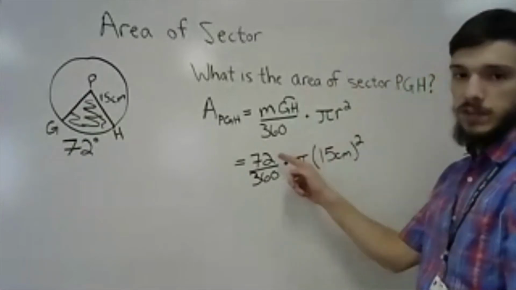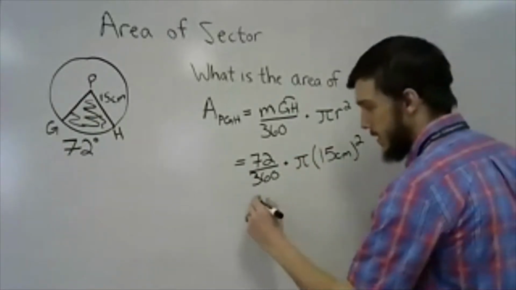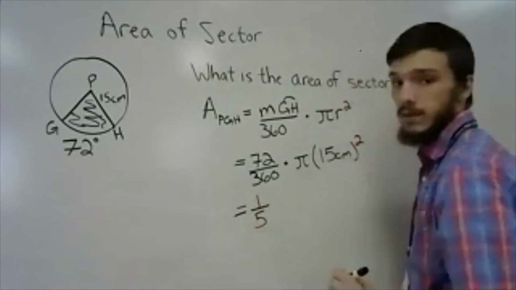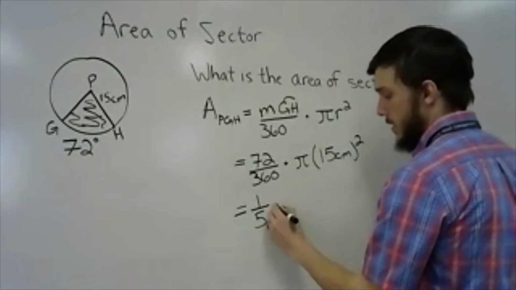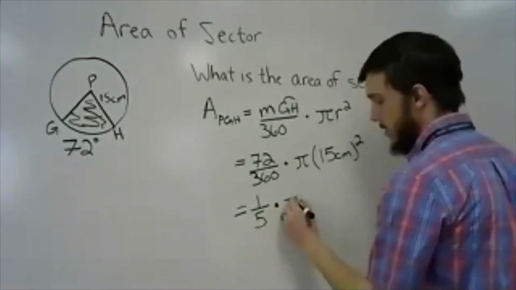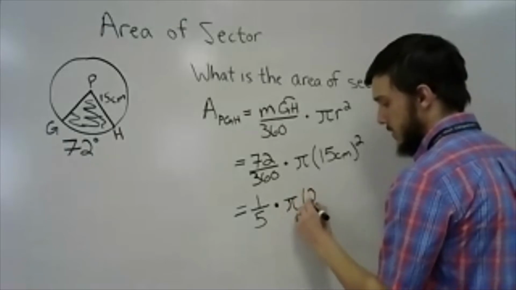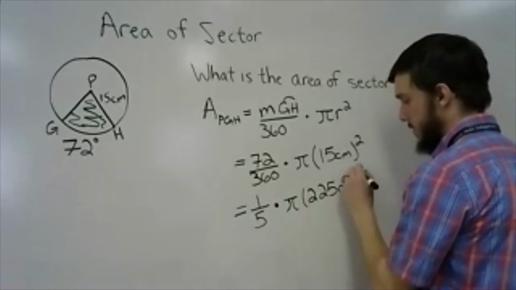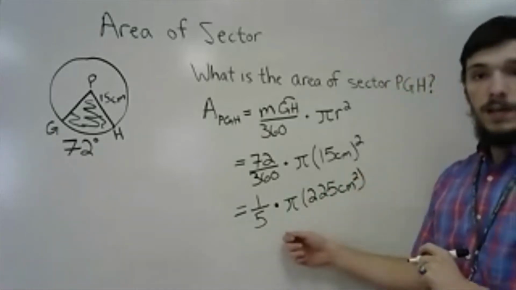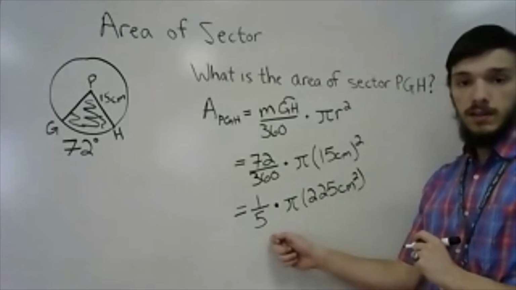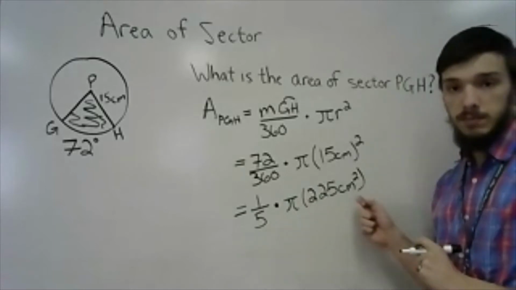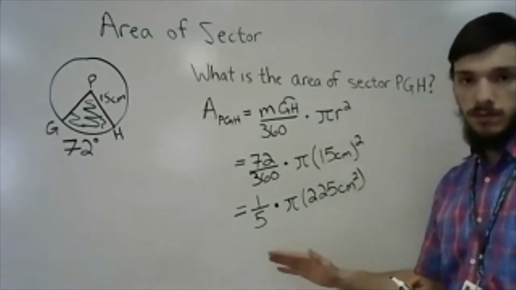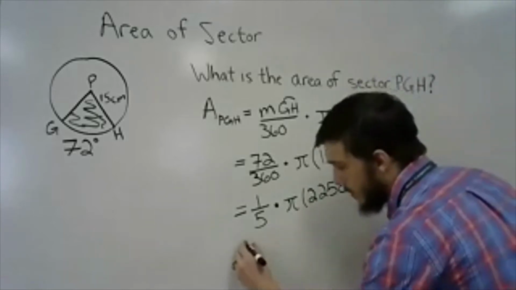So when we simplify 72 over 360, that simplifies to 1 over 5. And then 15 squared becomes 225 square centimeters. Okay? So 1/5, to simplify this, we're going to multiply 1/5 times 225. And if you work that out, 1/5 times 225 is 45.